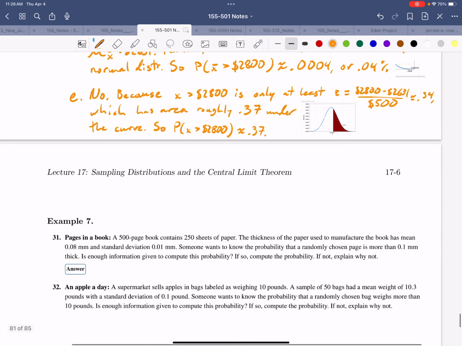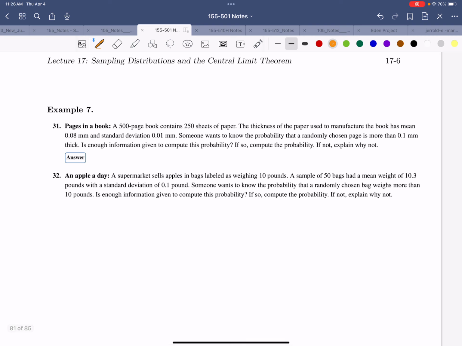Okay. Next up, example 7, right? So we got 31. A 500 book contains 250 sheets of paper. The population mean is 0.08. Population standard deviation is 0.01. Someone wants to know whether a randomly chosen page, singular, is more than 2 standard deviations above the mean. Can we compute the probability? Well, no, we cannot.